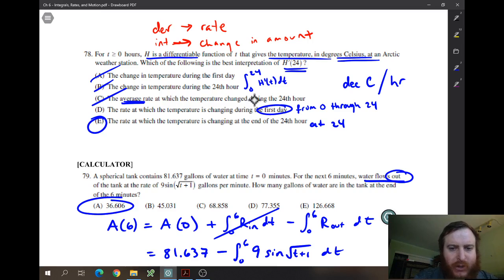D says during the first day. The first day would be from 0 to 24. E says the end of the 24th hour, that would be H prime of 24, right? That's like a single point.